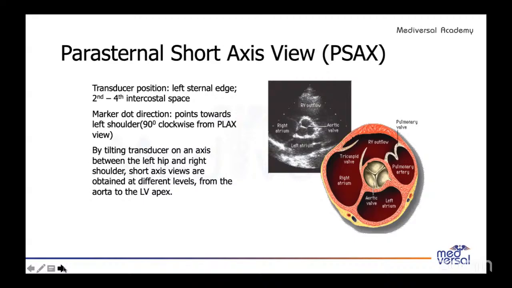The marker dot direction points toward the left shoulder, 90 degrees clockwise from the plaques. Just see, it is clearly written. Start from the plaques, go to the P-sex, 90 degrees from the plaques view. By tilting the transducer on an axis between the left hip and the right shoulder, short axis views are obtained at different levels, from the aorta to the LV apex. Next slide, please.